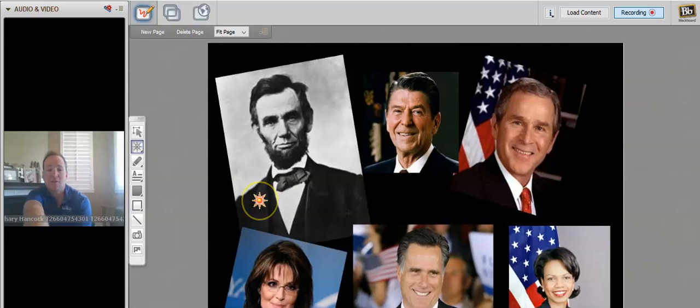So here are some prominent members of the Republican Party. You have Abraham Lincoln, Ronald Reagan, George Bush, Mitt Romney, Condoleezza Rice, Sarah Palin, and then of course President Trump. I should have his picture on there. He is part of the Republican Party.